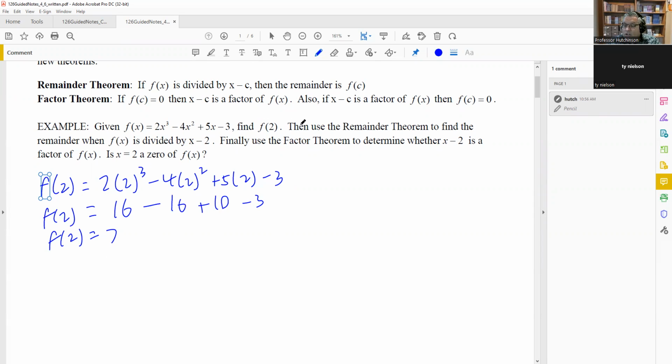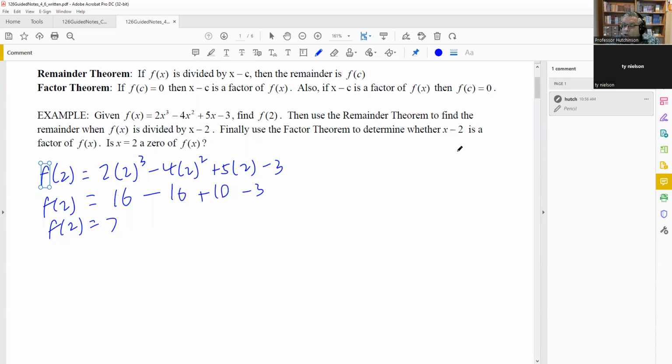Now, next thing it says to do is use the remainder theorem to find the remainder when f of x is divided by x minus 2. Well, this is something that we can do by synthetic division. If I'm dividing it by x minus 2, I would take the opposite sign of that. So I would put a 2 inside the box. Then I have a 2, a minus 4, a 5, and a negative 3. And then I would just go ahead and go through the synthetic division step.